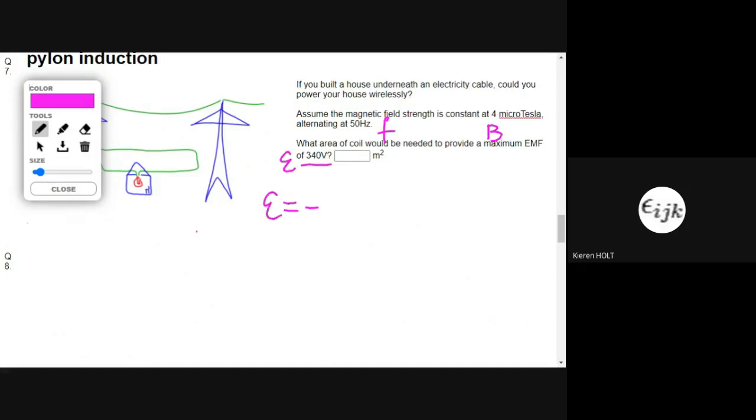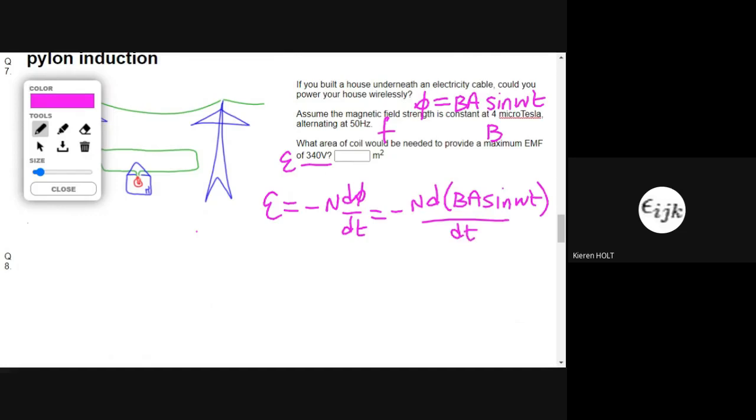Let's start with Faraday's law. The flux is changing, so what I'm going to say is that the flux through my coil is going to be BA, and since it's an alternating magnetic field, there's going to be a sort of a sine or a cos element in there. So this is what we end up with. And we differentiate the sine.